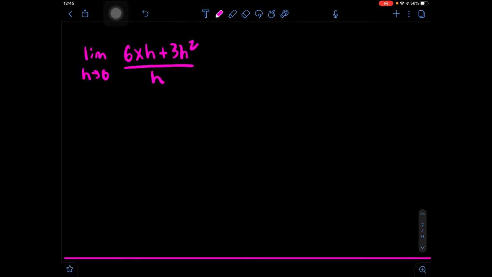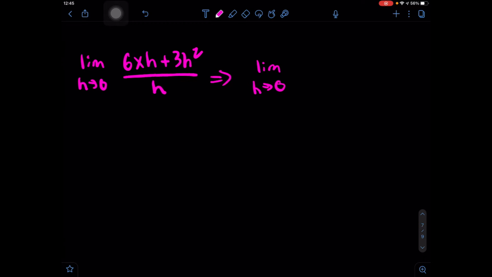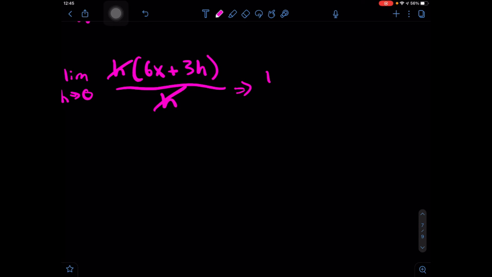Next, you might notice that the top and bottom both have an h, so we can just factor an h out of the top. So the limit as h approaches 0 of h times (6x plus 3h), all over h. And these two h's cancel out, so we are left with the limit as h approaches 0 of 6x plus 3h.